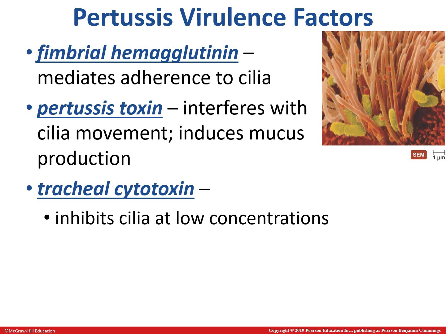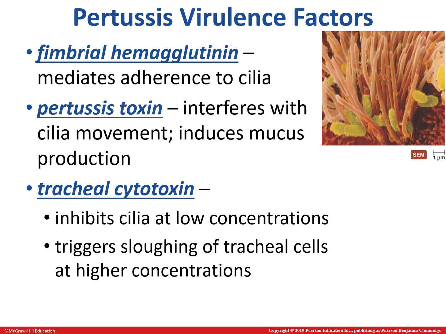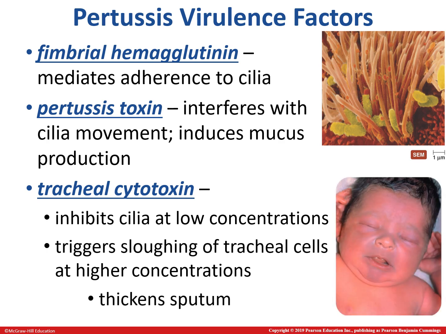And then you have another toxin called tracheal cytotoxin. Now, when it first gets secreted at very low concentrations, it sort of works with that pertussis toxin to inhibit and paralyze those cilia. But as the disease progresses, it actually kills those cells of the trachea, and so then they start sloughing off and they become part of that very thick sputum. And this is really where the symptoms are associated with this. So there are four distinct phases for this disease. You have an incubation period of about 7 to 10 days.